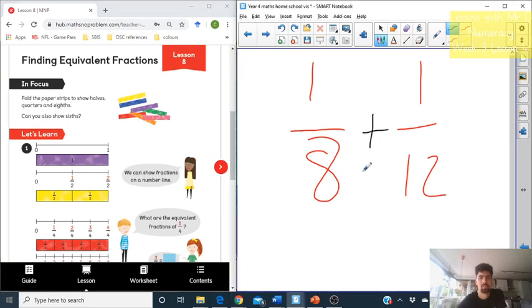Can you add them together? Everybody should be saying, no, you can't add them together. Why can't you add them together? Because my denominators are not the same.